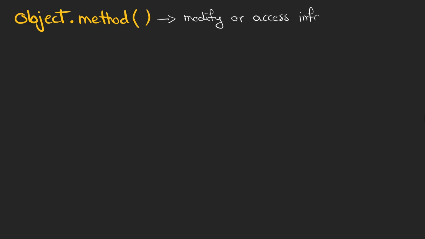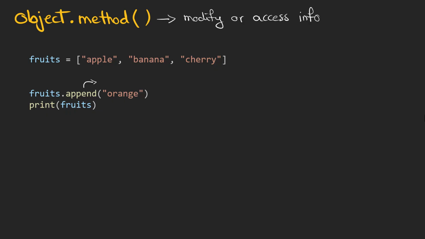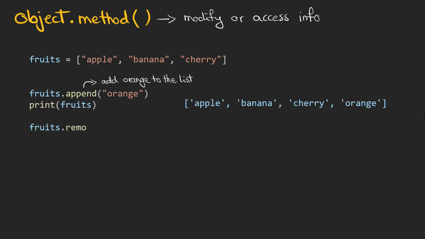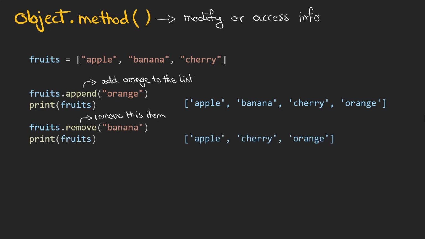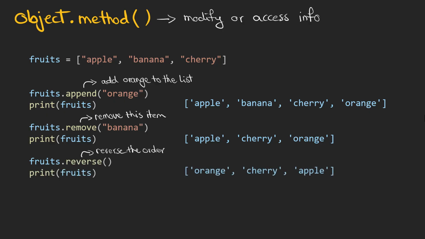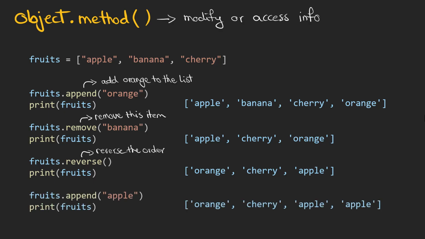These are some methods we use to modify or access some information in our objects. Let's see some examples. Suppose that we have this list of fruits. By using this method on a list, we can add another string to the list. This one removes the desired item from the list. This one reverses the order of the elements in the list. And again, you can add the same element at the end of the list.